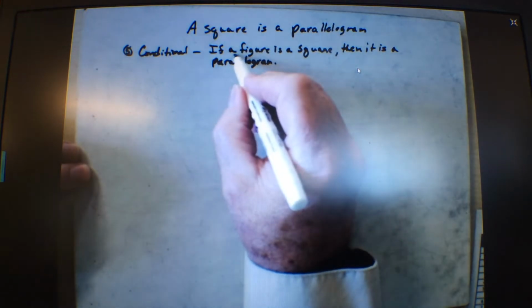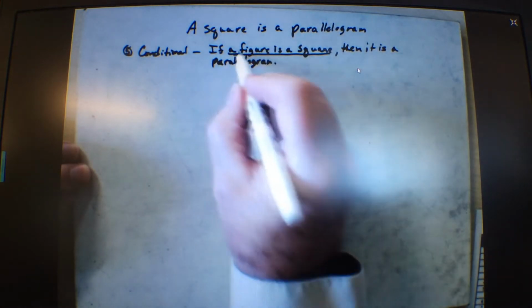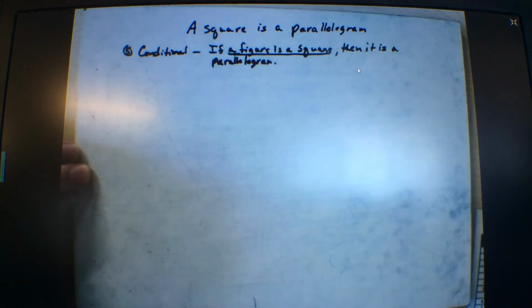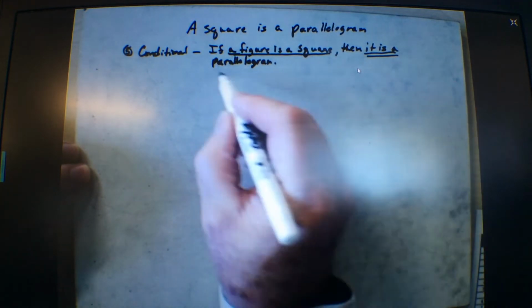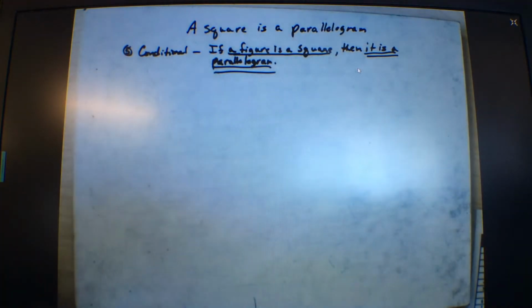A figure is a square. No if, right? And then what is the conclusion, Connor? It is a parallelogram. Does everybody understand that?